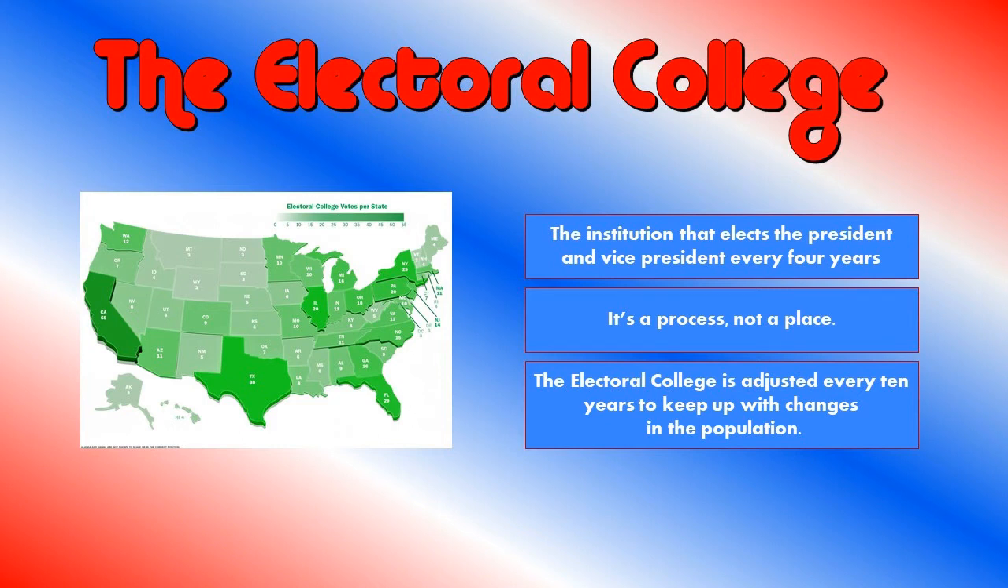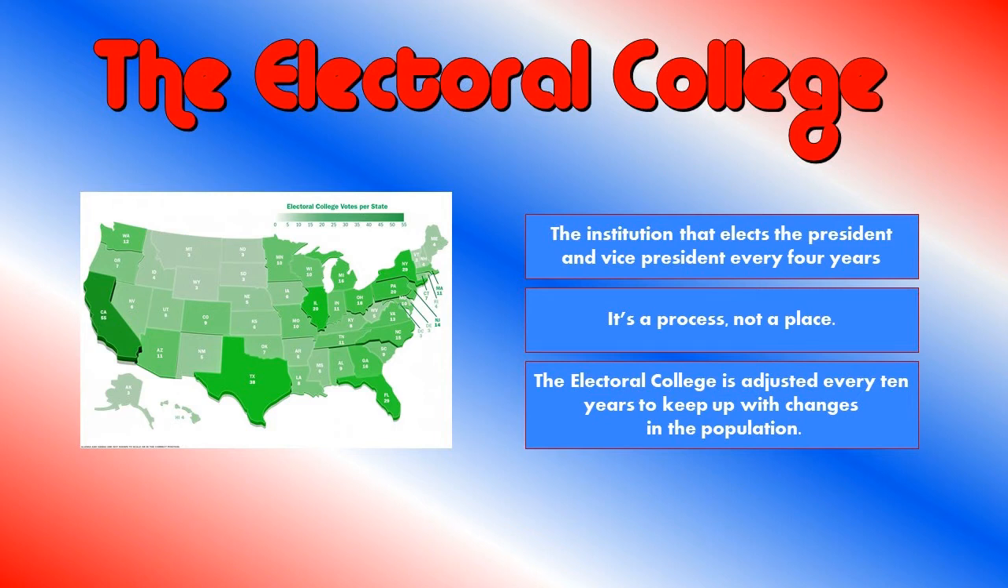This is the institution, the long-term process that we use for electing the president and vice president every 4 years. So I want to be clear that this is a process, a plan of action. You cannot go to the Electoral College. We do not send people to the Electoral College. The Electoral College is a process that takes place in the states and ultimately takes place in Congress.